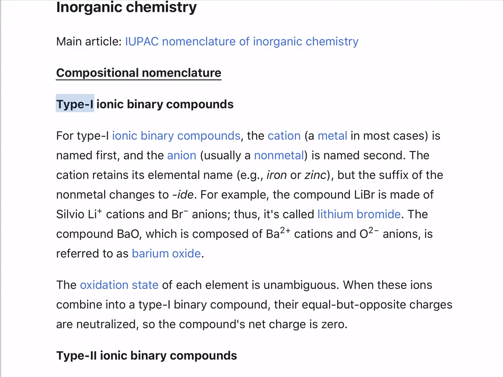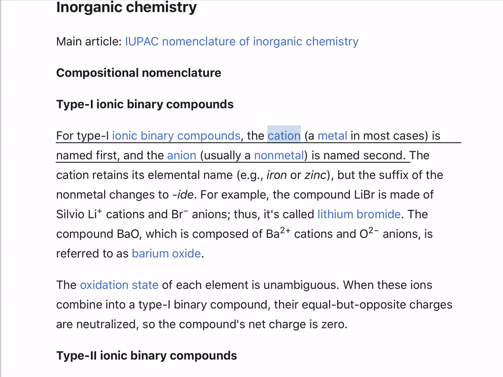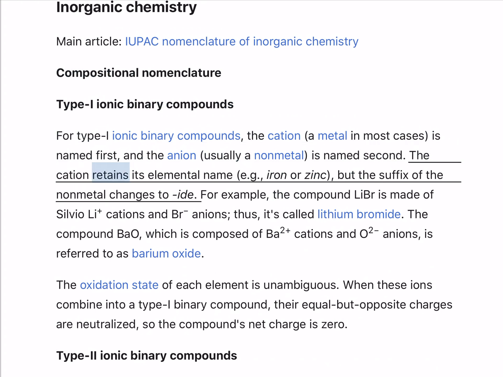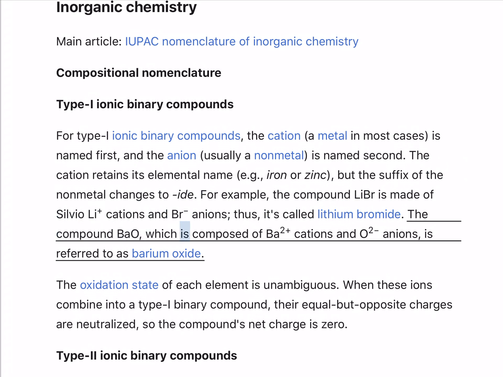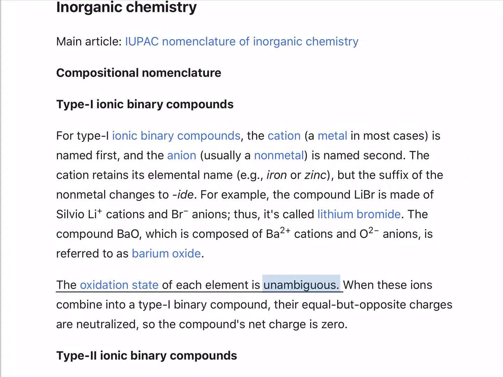Compositional nomenclature. Type I ionic binary compounds. For type I ionic binary compounds, the cation, a metal in most cases, is named first, and the anion, usually a nonmetal, is named second. The cation retains its elemental name, for example, iron or zinc, but the suffix of the nonmetal changes to "ide." For example, the compound LiBr is made of Li+ cations and Br- anions, thus it's called lithium bromide. The compound BaO, which is composed of Ba2+ cations and O2- anions, is referred to as barium oxide. The oxidation state of each element is unambiguous.